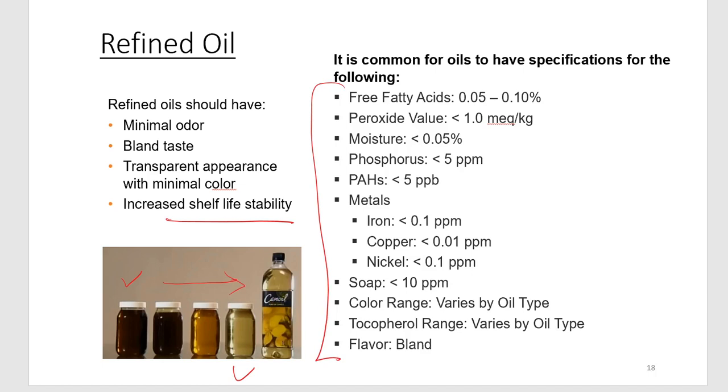Still, there could be some impurities like free fatty acids and peroxide value, some metals at ppm level. But they should be in an acceptable range. And it should be composed of almost 100% triglycerides. Chemically, they are called triglycerides. That's all for the refining step.